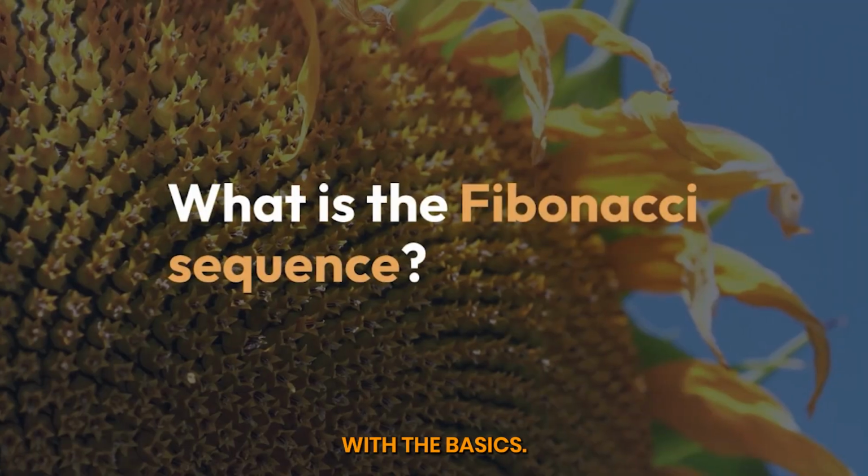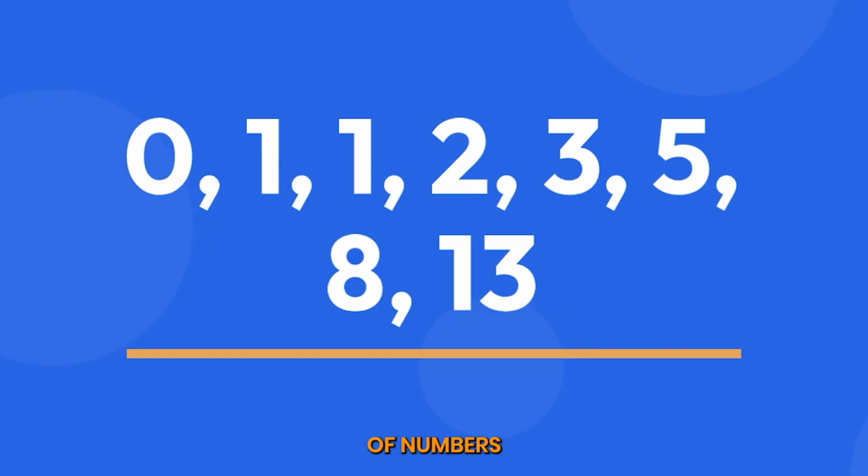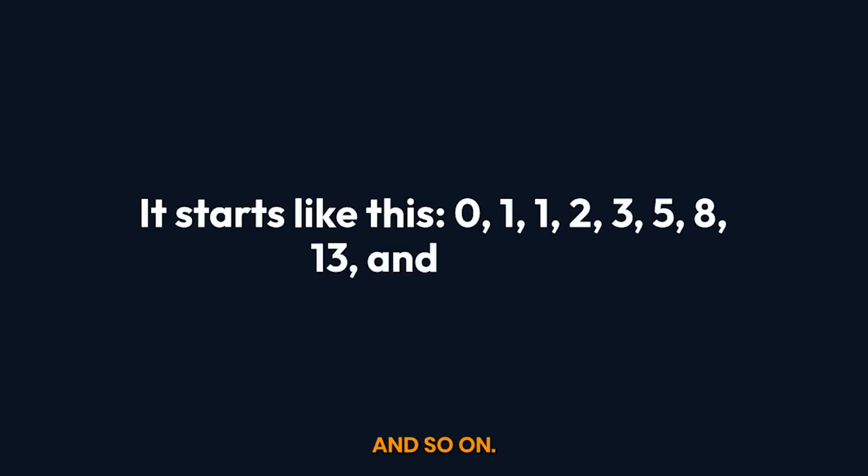Let's start with the basics. What exactly is the Fibonacci sequence? It's a series of numbers where each number is the sum of the two before it. It starts like this: 0, 1, 1, 2, 3, 5, 8, 13, and so on.